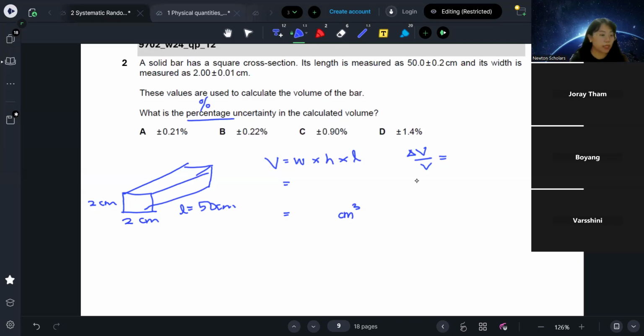Do you need me to guide you? Find the fraction for the width, the fraction for the height, and the fraction for the length. And then here is square, that means they got two, the width and the height can be the same, square. Then because this data is multiplied together, we add up their fractions.